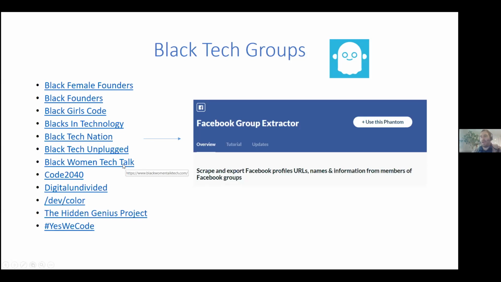And I always go back to Fanabuster. You could go to each one of these groups and scrape for profile URLs, names, and then contact information using this tool. You could use it as a way to reach out to people, but I definitely recommend checking out Fanabuster too. Yeah, so really good callouts here.